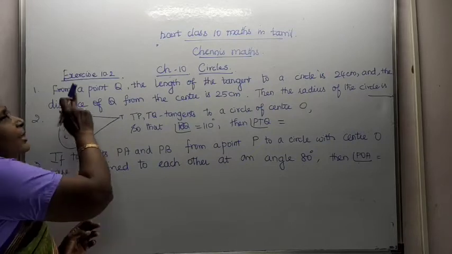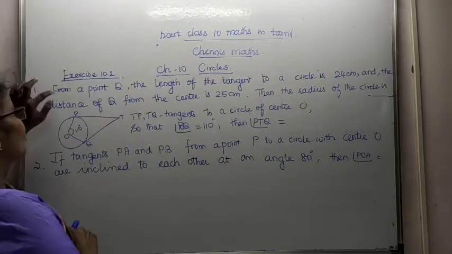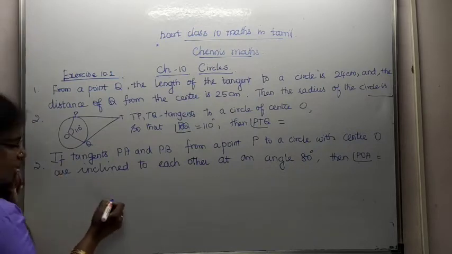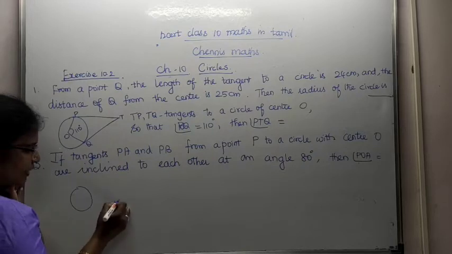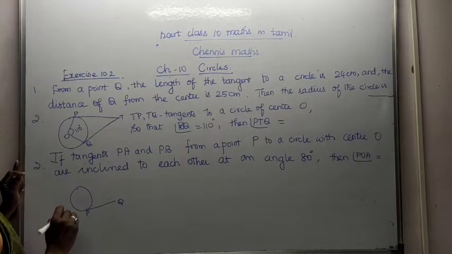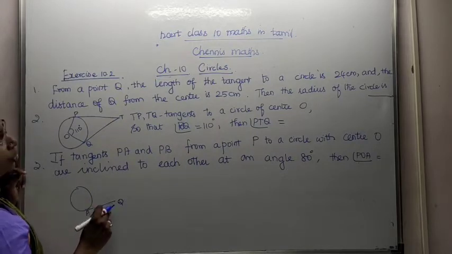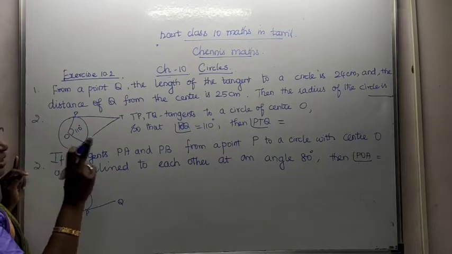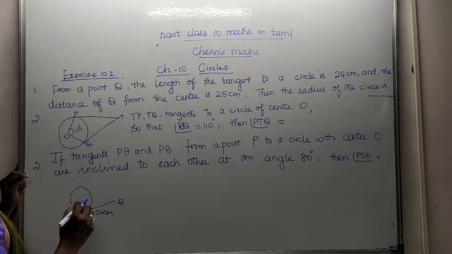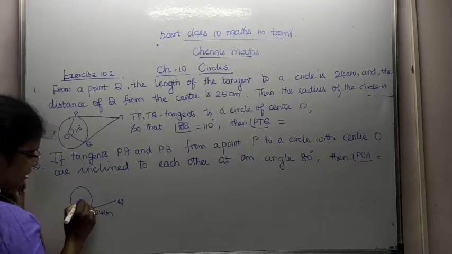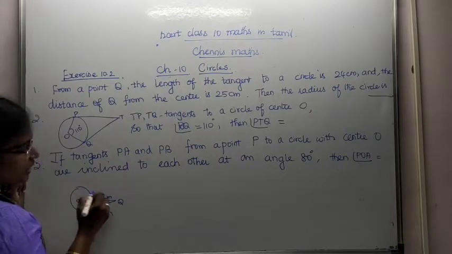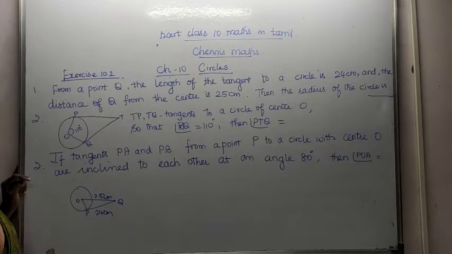See here, dears. For exercise 10.2, we have a point Q. The length of the tangent to a circle from a point Q, at a distance of Q from the center, is given. The length of the tangent was 24 centimeters and the distance from Q to the center of the circle is 25 centimeters. Then we have to find the radius of the circle.